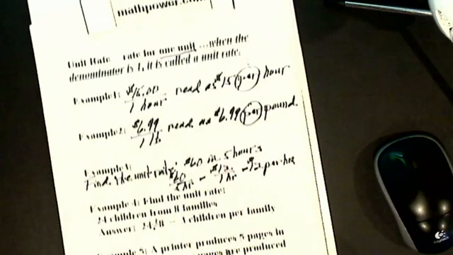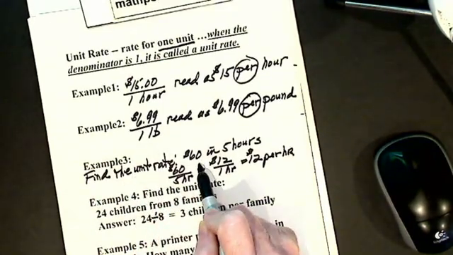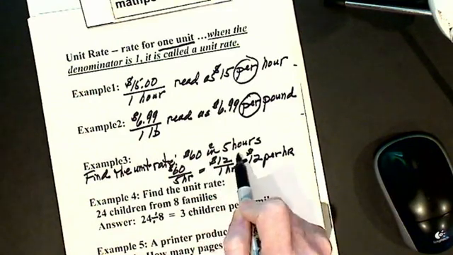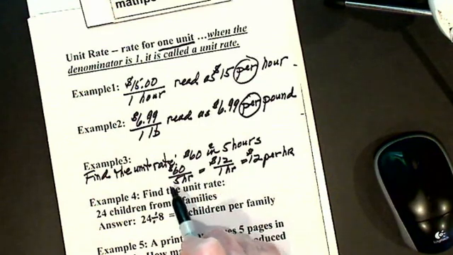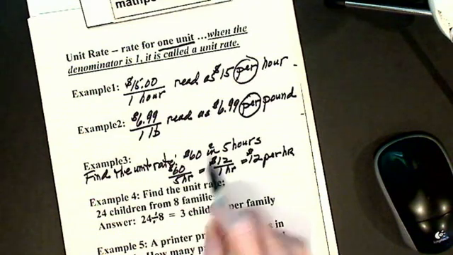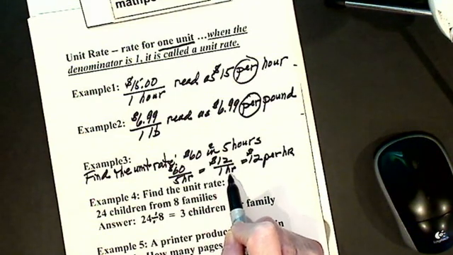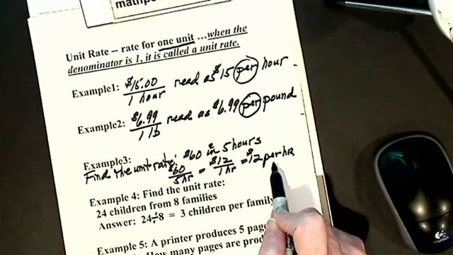So if I have this example, find the unit rate, $60 in 5 hours. It means $60 divided by 5 hours. I have to divide out. So I get $12 per hour. So my answer is $12 per hour. So this is a definition thing. You have to know unit rate. If you're asked for a unit rate, it means divide it out until the denominator is 1.